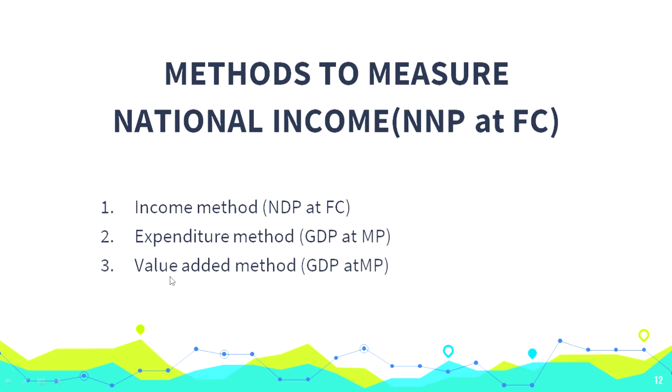Third one is value added method, which is also called product method. Its short form is again the same, GDP at MP. So 3 short forms you have to learn and remember: national income NNP at FC, income method NDP at FC, expenditure and value added method have the same short form, that is GDP at MP.